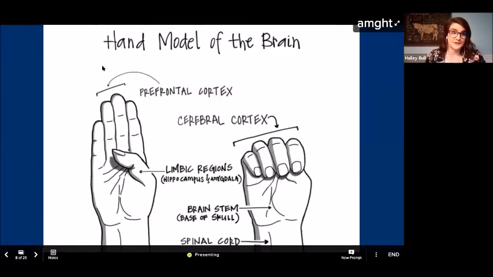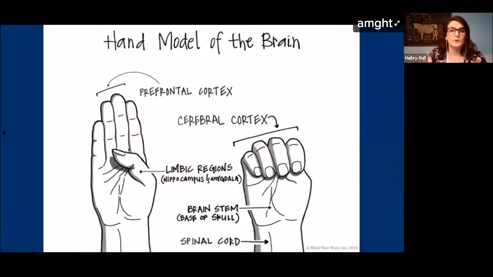I have a lot of notes on this, so don't mind if I'm looking back and forth on a couple of different things. When we use the hand model of the brain, we fold our hands like this, and you guys can do this with me if you want. You're going to have to do it later anyway, but I think you can figure it out. Right here, we've got our four fingers. Right here, we've got our thumb. And right here, we've got our wrist. And you guys get a great view of all my tattoos.